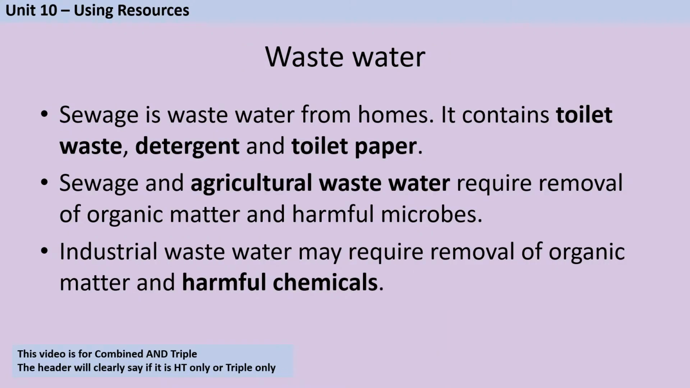Okay, and then the last place that we can get water from is wastewater, including sewage. Sewage is wastewater from homes, and it contains toilet waste, detergent and toilet paper. Both sewage and agricultural wastewater, so that's from farms, require taking out organic matter and also harmful microbes. And then we have industrial wastewater, which comes from factories, and to turn that back into potable water, we might need to remove organic matter, in other words, like leaves and stuff, but also potentially harmful chemicals.